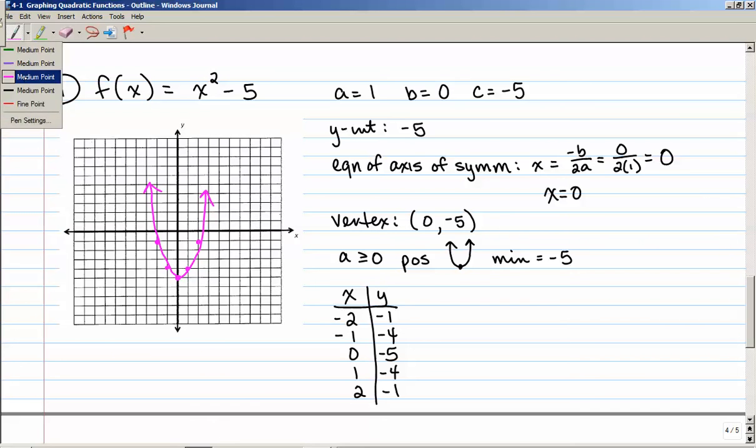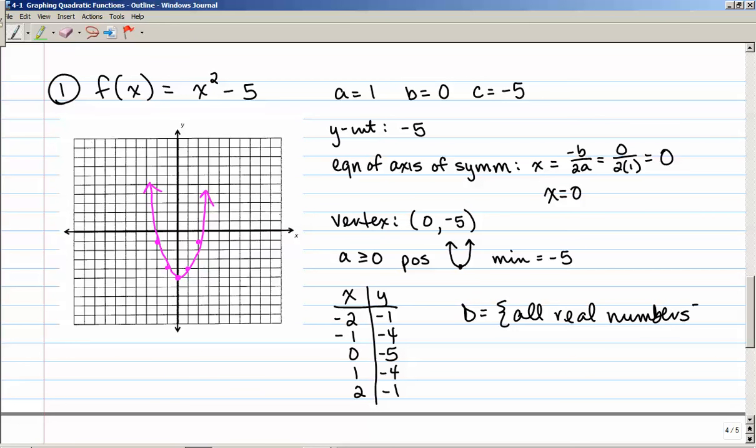And then the last thing we need to do is state the domain and range. Remember I said for all of these quadratic functions, the domain is going to be all real numbers. And the range, since my vertex is a minimum and my parabola is going upwards, it's going to be the set of all y, such that y is greater than or equal to whatever the y of my vertex is. So y is greater than or equal to -5. And I believe those are all of the steps that you need to do.